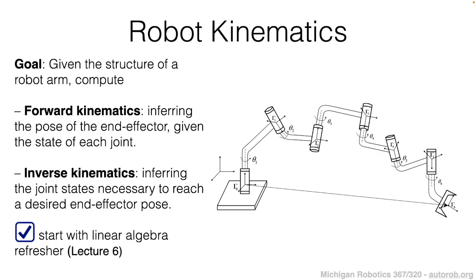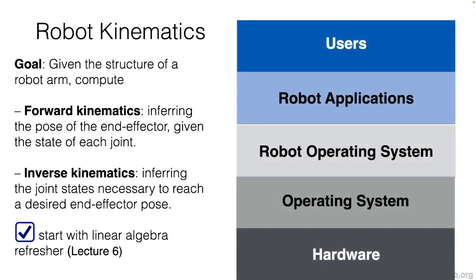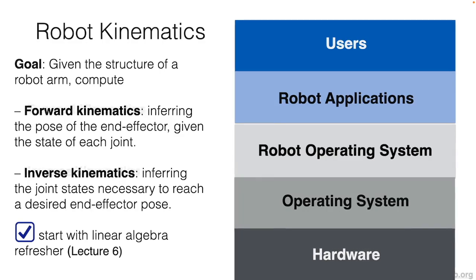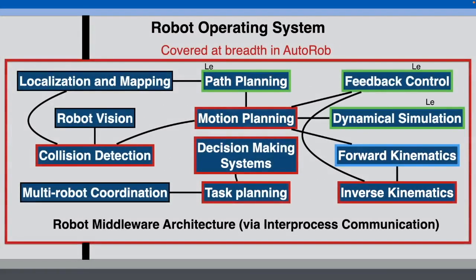We'll be starting in this lecture with forward kinematics and then working our way towards inverse kinematics. One useful framework that we can put this concept of robot kinematics into is our concept of the robot operating system, the focus for this course. In particular, where forward kinematics and inverse kinematics fit within this course is shown on this slide.